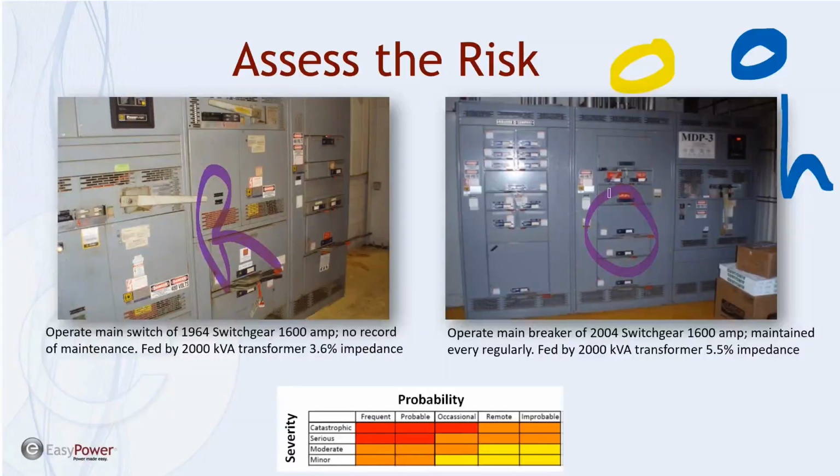This is very, very different work, even though they're both 1600 amp switchgears coming from 2000 kVA transformers. Very different risk level. And this is part of what qualified people need to know. And then, it also gets into the maintenance of things.